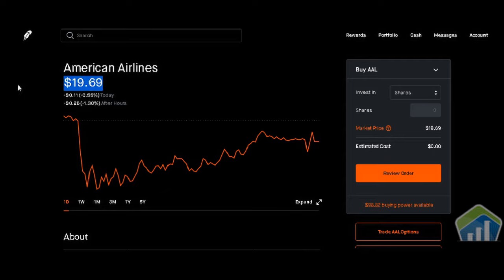So right now, it's currently valued at $19.69 per share. It's down 11 cents or negative 0.55% for the day. And after hours, it went down another 26 cents or negative 1.30%. We're going to run through the charts really quick.